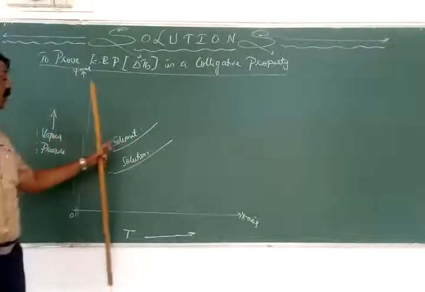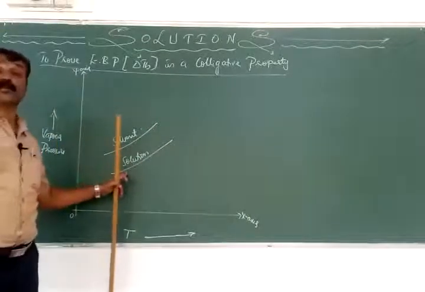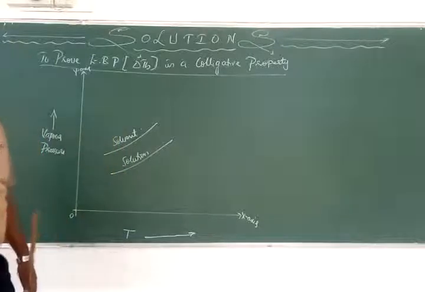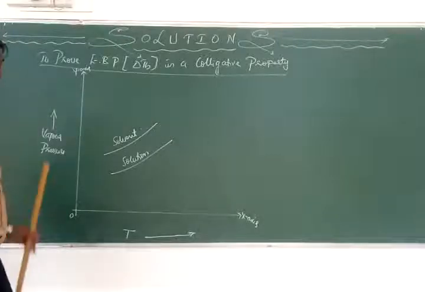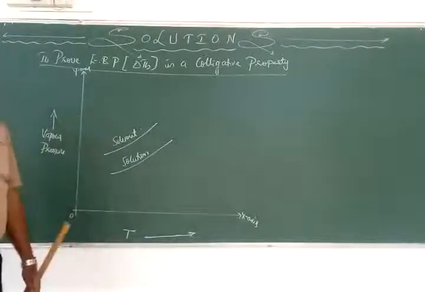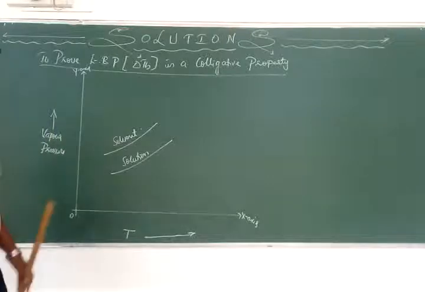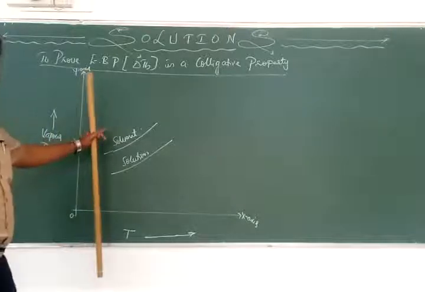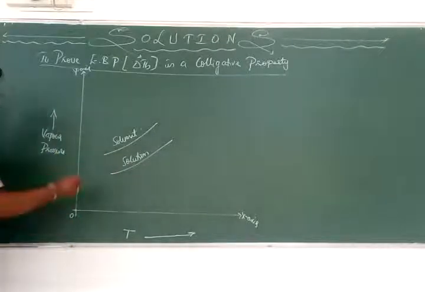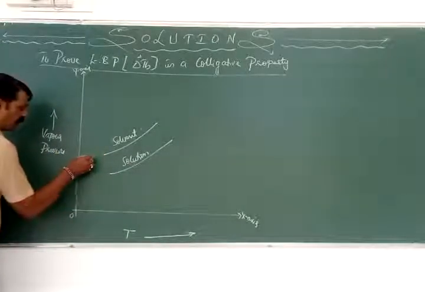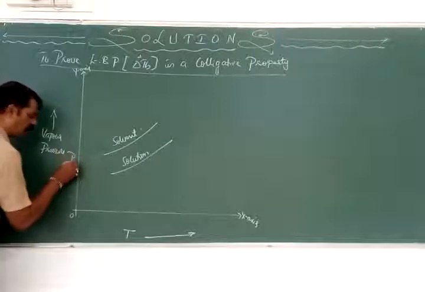Why the vapor pressure of the solvent is more and the vapor pressure of the solution is less, we have discussed already in the form of the lowering of vapor pressure. Because addition of a non-volatile solute to a pure solvent always decreases the vapor pressure of the given solution. Therefore the vapor pressure of the solvent is always higher compared to that of the solution.